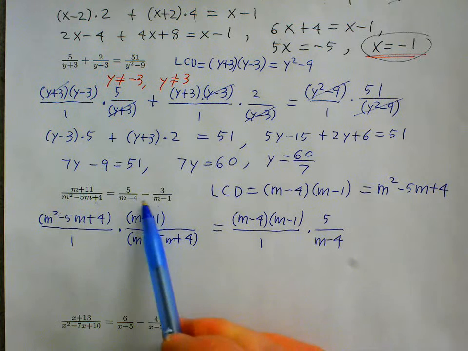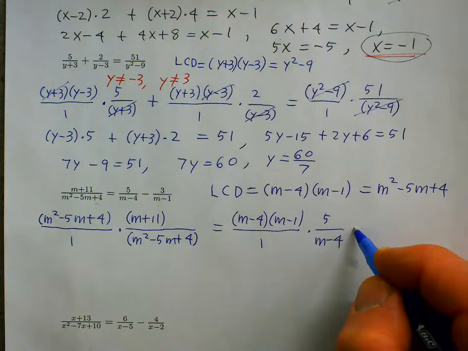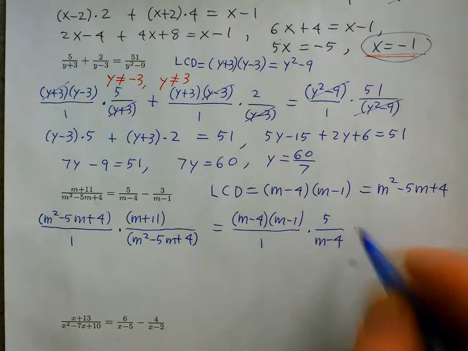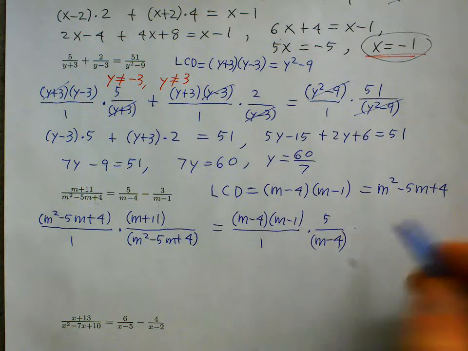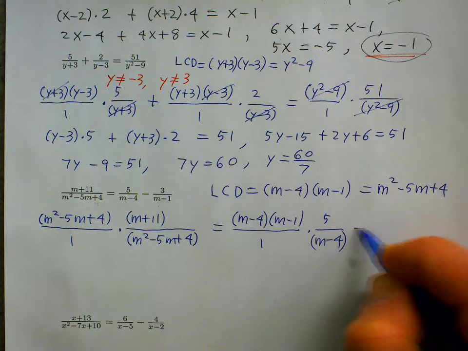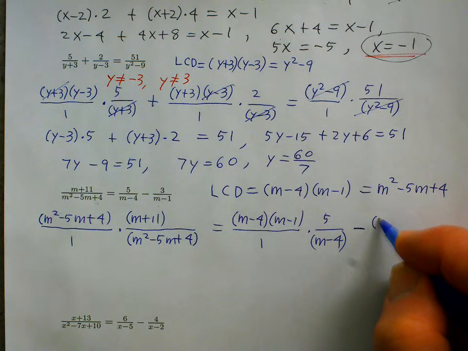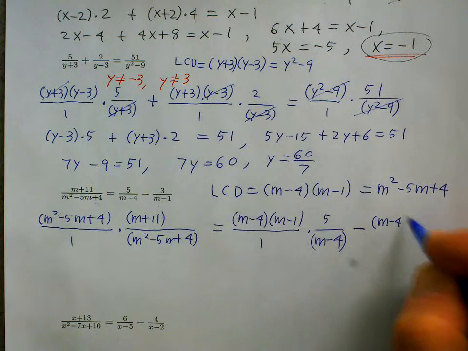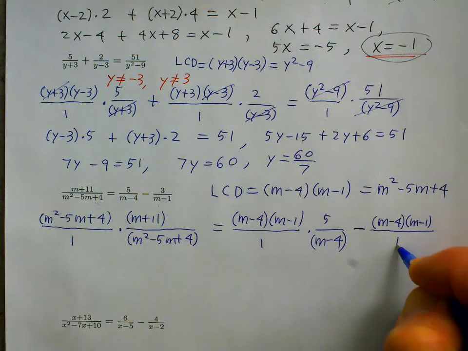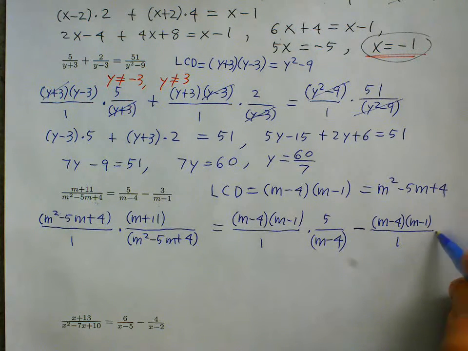Okay, always be cautious or careful when subtraction is involved. Well, always be careful, but especially so when subtraction. Okay, so we're going to subtract, and then the product of the least common denominator, m minus 4 times m minus 1 over 1, times 3 over m minus 1.